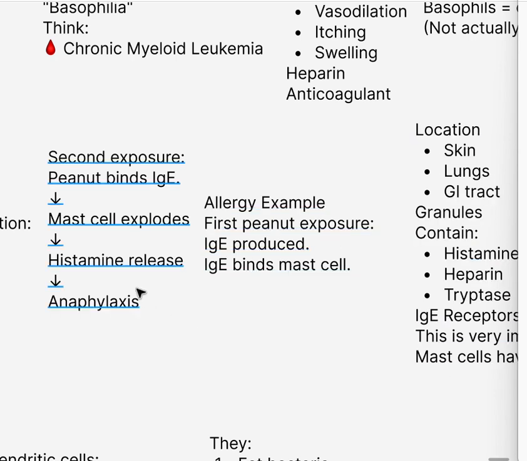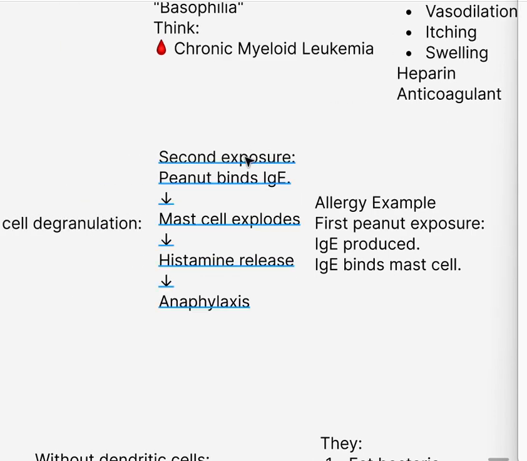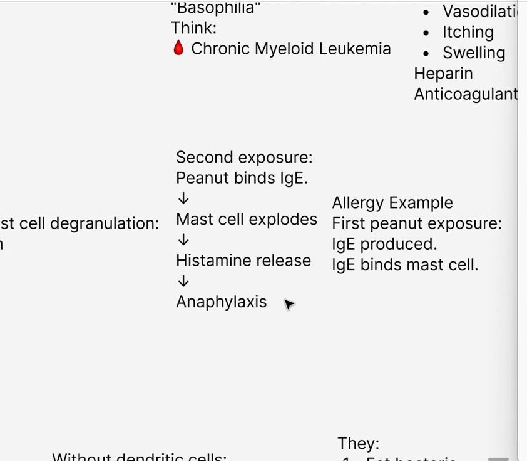Now, what will happen is on the second exposure, this peanut binds IgE. The peanut enters again. The peanut protein binds to two adjacent IgE molecules. This is called cross-linking of IgE. So two IgE molecules bind to the peanut. This is the trigger. And the mast cell explodes with histamine mediators. This is called degranulation, right? Histamine is the fastest mediator. If the question comes, which is the fastest mediator, it's histamine.